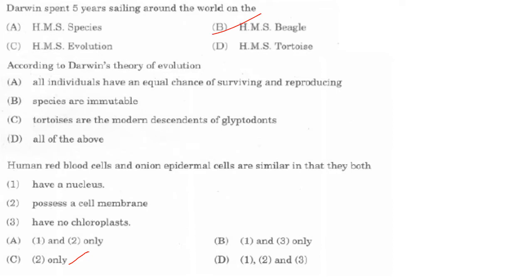Then next one. Human red blood cells and onion epidermal cells are similar in that they both have a nucleus, possess a cell membrane, have no chloroplast. Red blood cells don't have nucleus, mature ones especially, but it is present in onion epidermal cells. They both possess a cell membrane. Onion epidermal cells have chloroplast. So answer is option C, that is 2 only, possess a cell membrane.